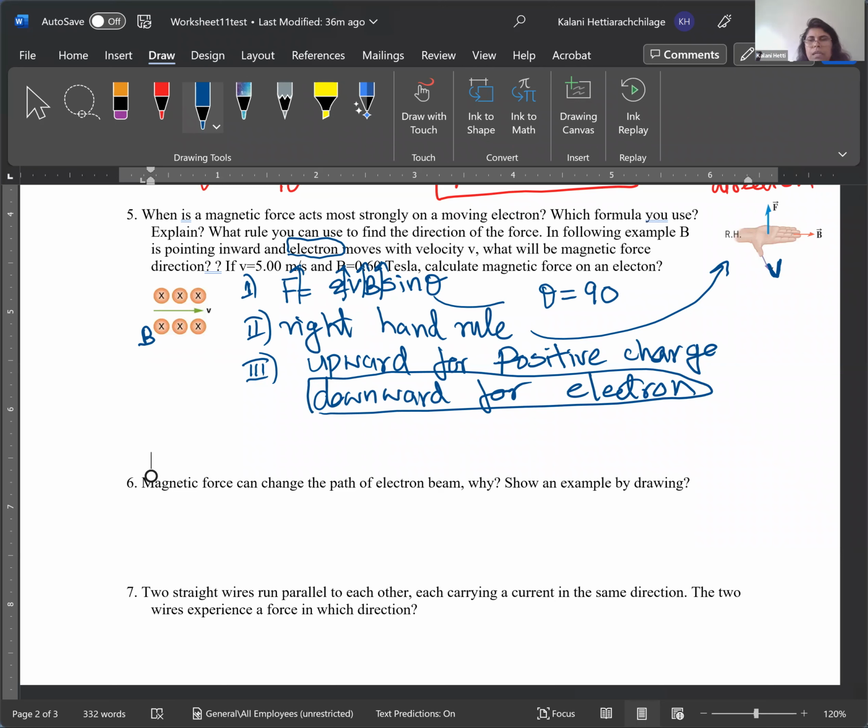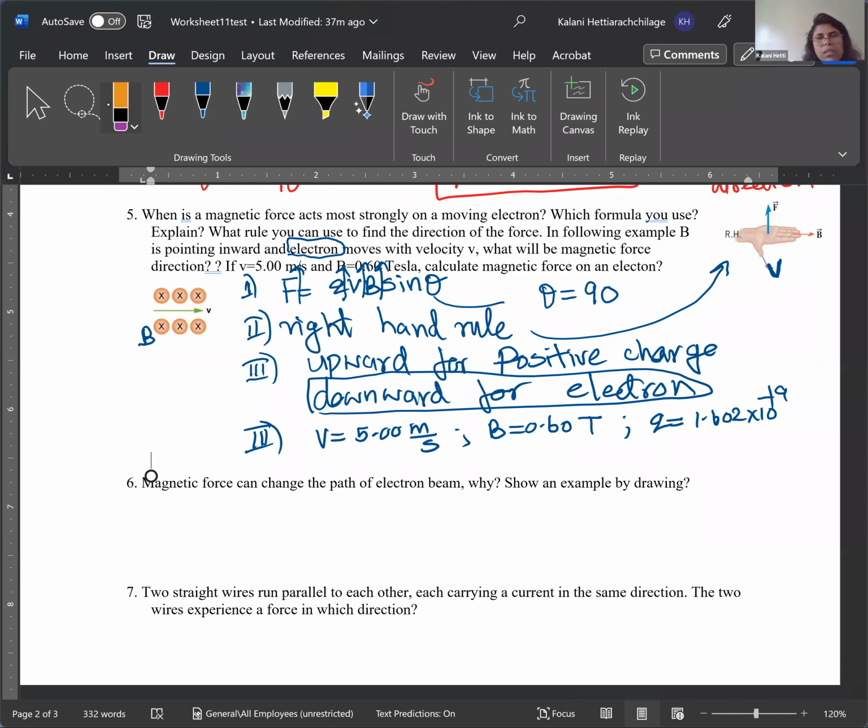Okay, so now let's calculate the question answer. So we need to put in the information. We have velocity is 5 meters per second, and B seems to be 0.60 Tesla, and it says it is the electron. That means Q is the charge of the electron, 1.602 times 10 to the negative 19. Not positive, it's negative 19 coulombs, right? So now we have everything. Let's plug into the formula.